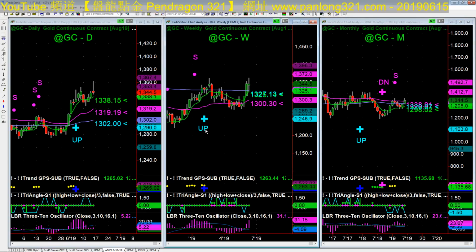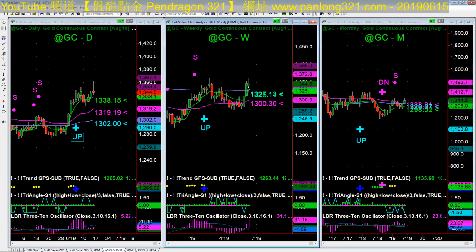Now on the weekly chart, obviously we have an uptrend alert, right? This one right here, the blue cross. And on the daily chart, we have an uptrend alert. So right now, 2 out of 3 charts show an uptrend for gold. The next step is the relative position of the price to the 3 lines. On the monthly chart, it barely cracked above all 3 lines. That's a very bullish sign.